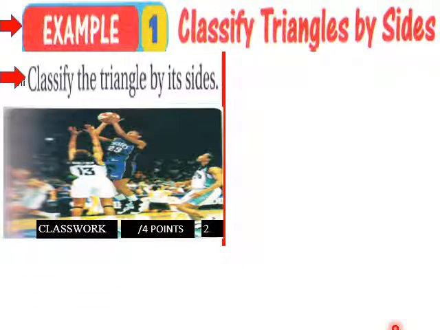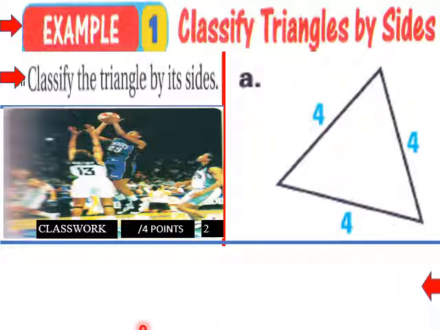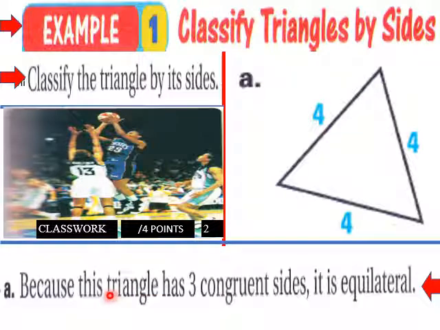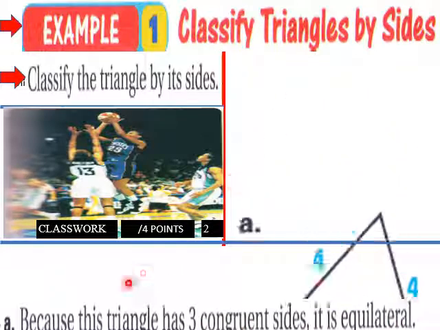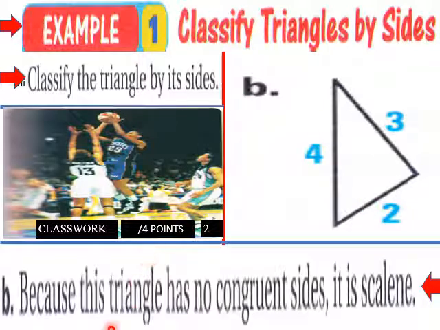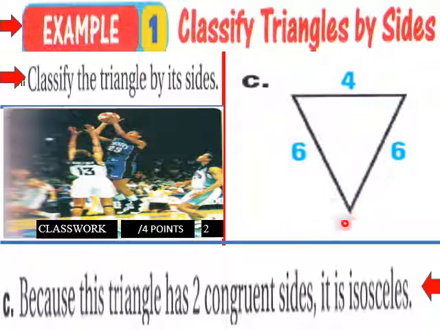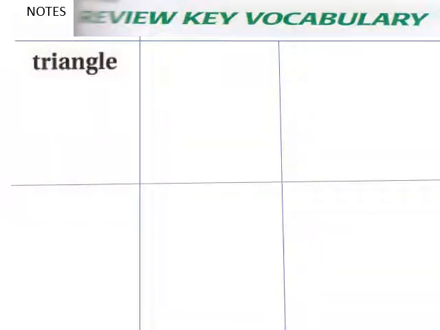Classifying triangles by sides now. So A, what kind of triangle would this be? Because it has 3 congruent sides, it is an equilateral triangle. And then B, what kind of triangle would that be? This triangle has no congruent sides, so it is scalene. And then C, what kind of triangle would that be? 2 congruent sides, it is isosceles.